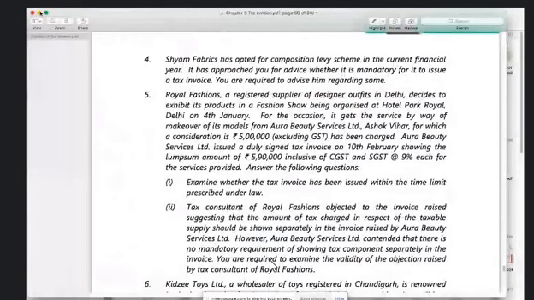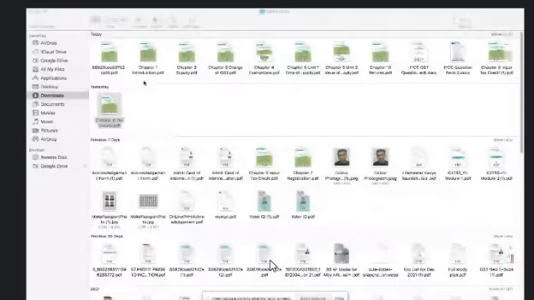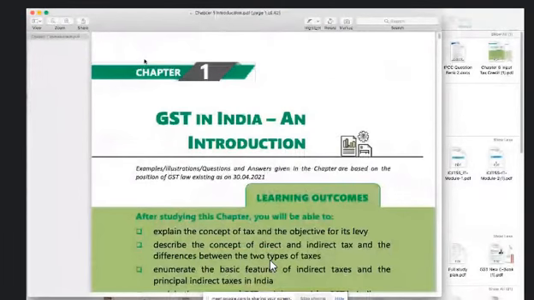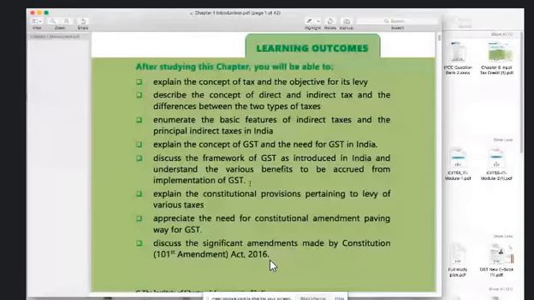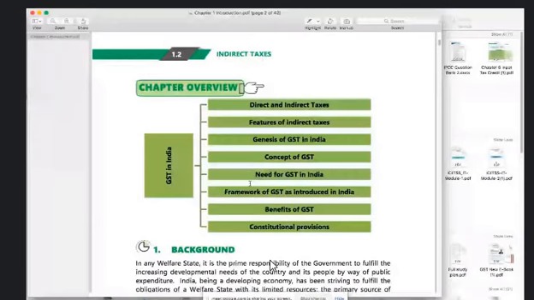So first, Chapter 1 was regarding the introduction. In the introduction, we have seen what is direct tax, what is indirect tax, then what are the features of indirect tax, then how GST evolved in India, what is the concept of GST, what is the need of GST, what is the framework as introduced, then the benefits of GST and the constitutional provisions. These things we have seen in Chapter 1.